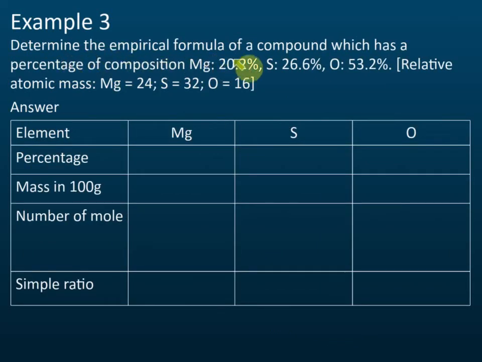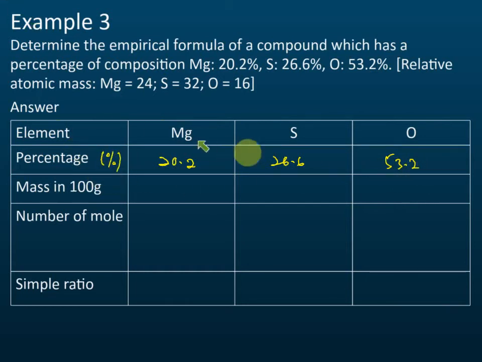Determine the empirical formula of a compound which has a percentage of compositions: magnesium 20.2%, sulfur 26.6%, oxygen 53.2%. So you see this one, we have three elements, right? Magnesium, sulfur, and oxygens. And we have the percentage of compositions. Okay, percentage of compositions. So let's list down the percentage of compositions: 20.2, 26.6, and 53.2. Okay, so this is a percentage in percent.